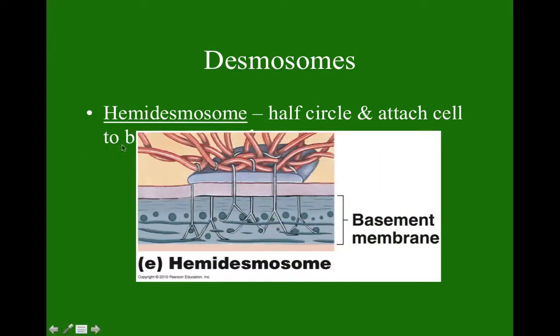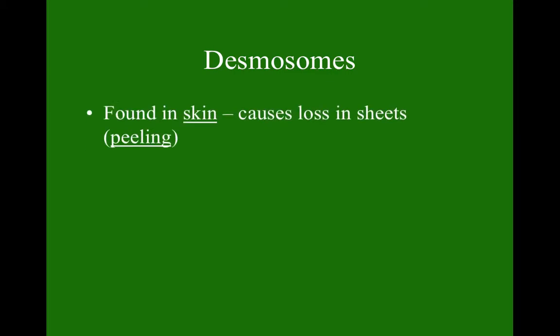So here we have the hemidesmosome. It's kind of got that half circle shape, and you can see the proteins run down into the basement membrane, which anchors that cell there. Desmosomes are very common in the skin, and what this does is it causes us to lose cells from our skin in sheets. For instance, when you peel from a bad sunburn, all of those groups of cells come off together because of the desmosomes that are there.